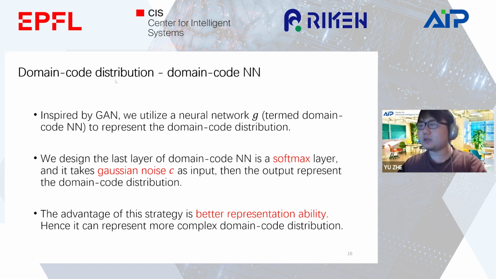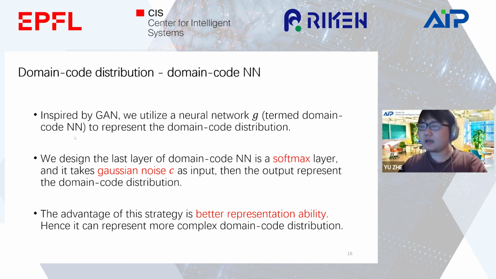And the second strategy is using a neural network, termed domain code NN, to represent the domain code distributions. Inspired by the GAN, we utilize a neural network small g to represent the domain code distributions. First, we design the last layer of the domain code NN to be a softmax layer. That is because a domain code is a probability vector. Hence, to make the output of g a valid domain code, we need a softmax layer.